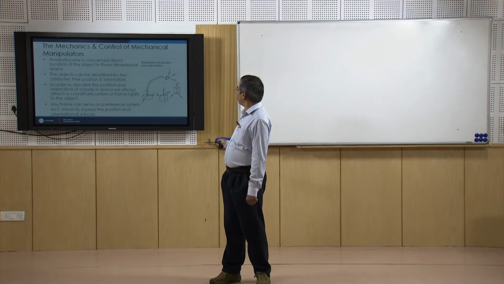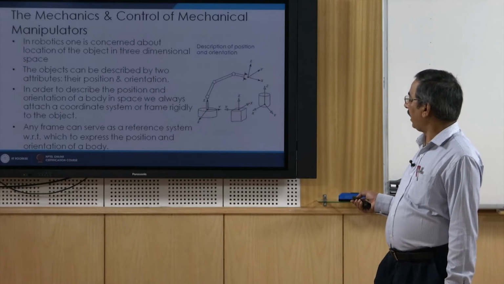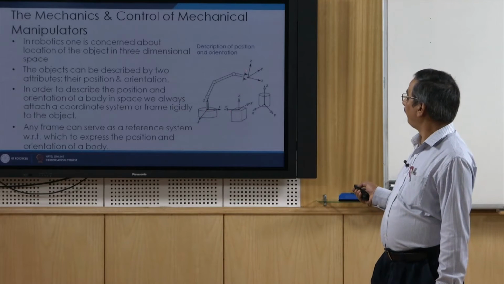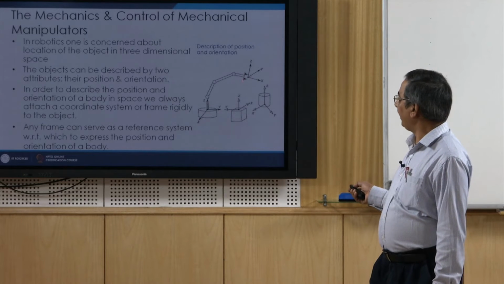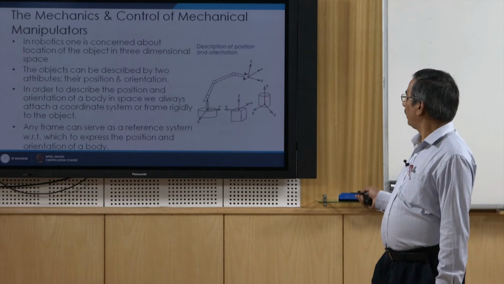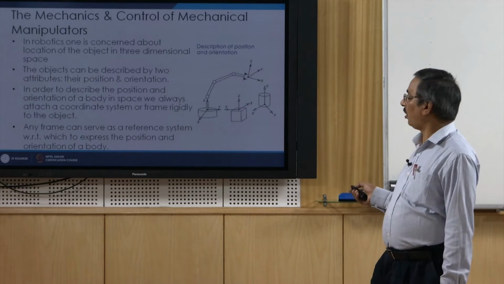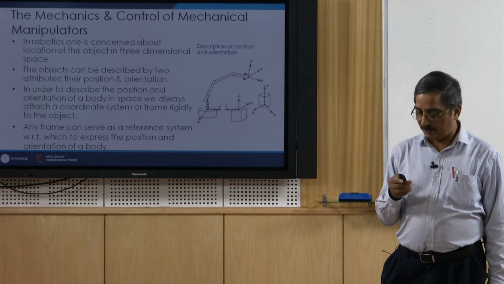Here you can see that we are fixing a frame at the base of the robot, we are fixing a frame at the end effector of the robot, and we are fixing different frames to the objects in the surroundings of the robot.